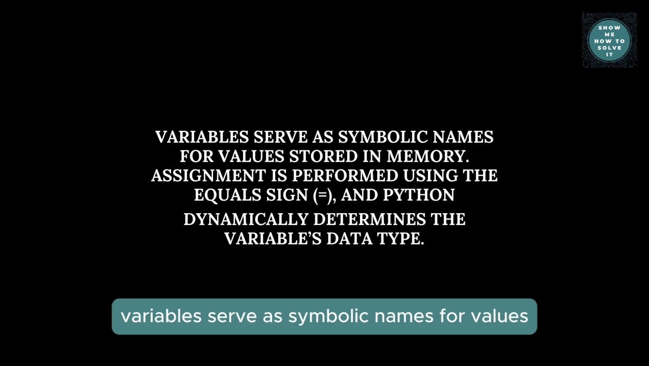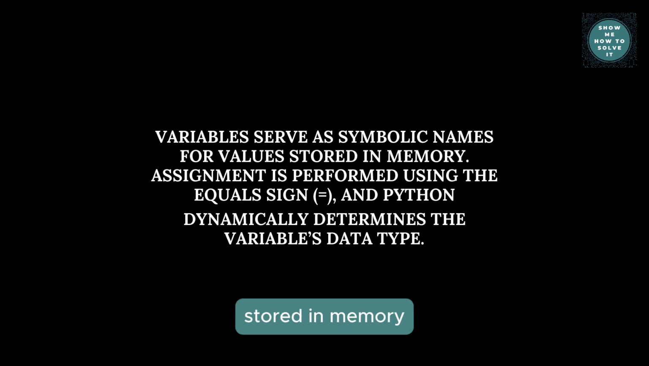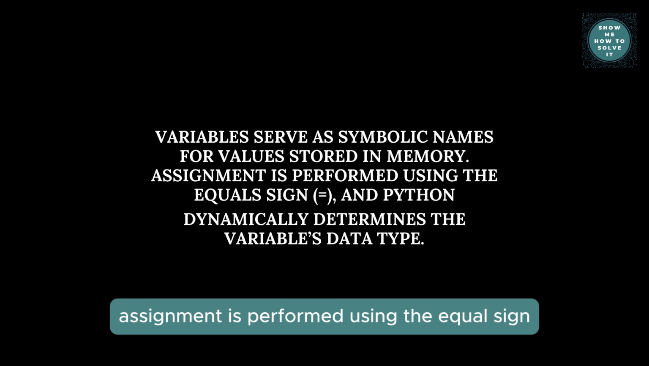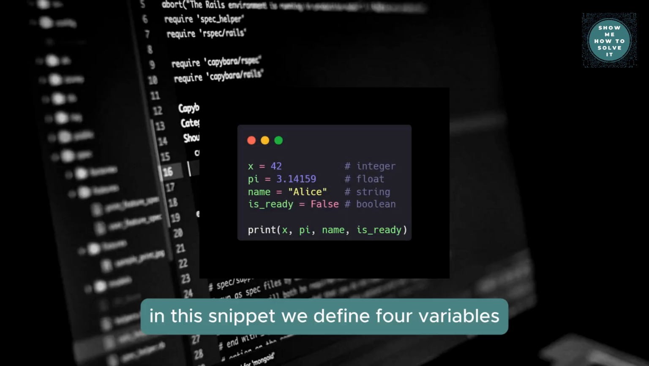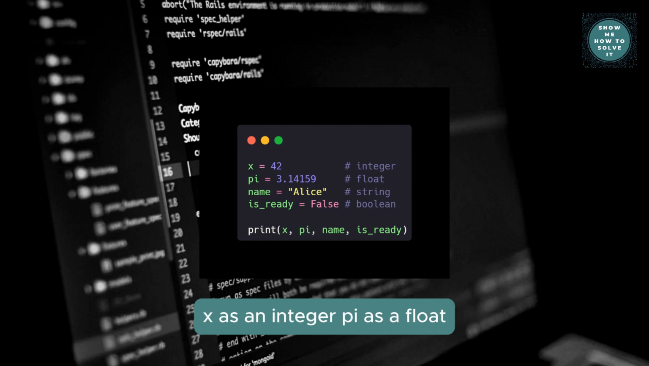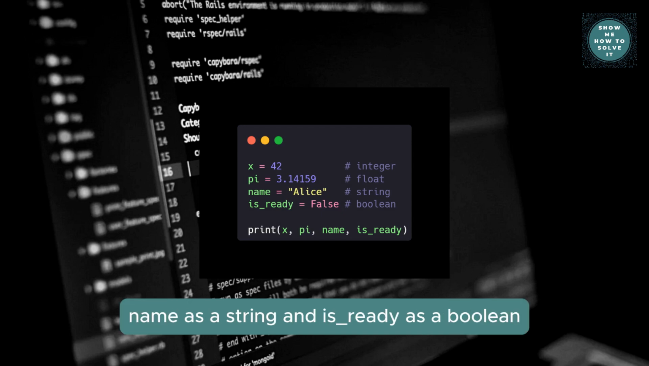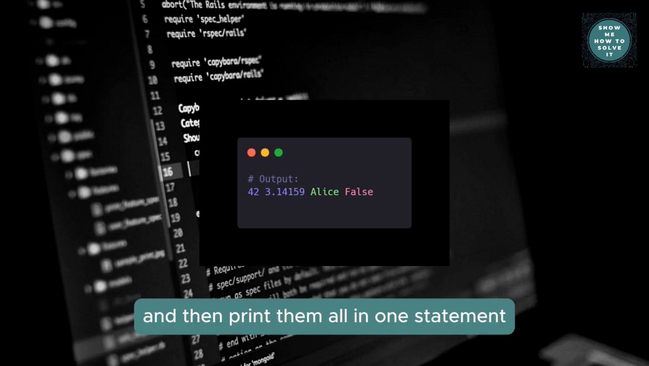Variables serve as symbolic names for values stored in memory. Assignment is performed using the equal sign, and Python dynamically determines the variable's data type. In this snippet, we define 4 variables: x as an integer, pi as a float, name as a string, and is_ready as a boolean, and then print them all in one statement to verify each holds the correct value.